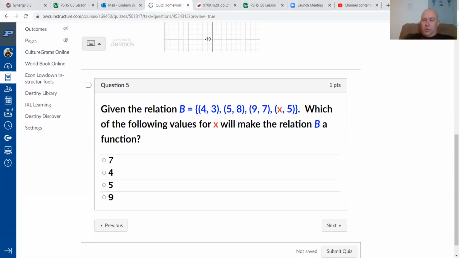Question 5 is going to be the same sort of thing. So look at the values that you do have, 4, 5, 9, and then we just got to make sure that we don't have a repeat value, and that'll make sure that it is a function.